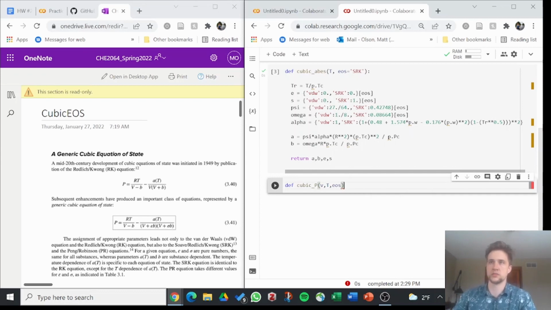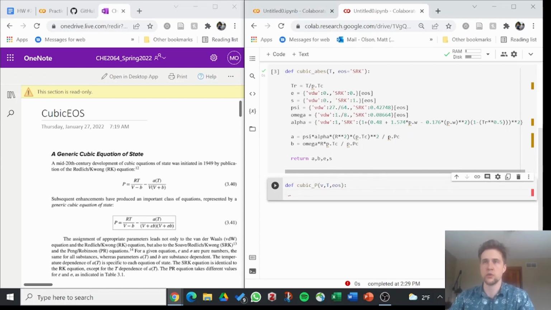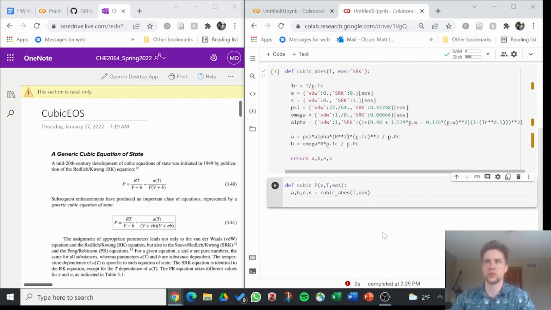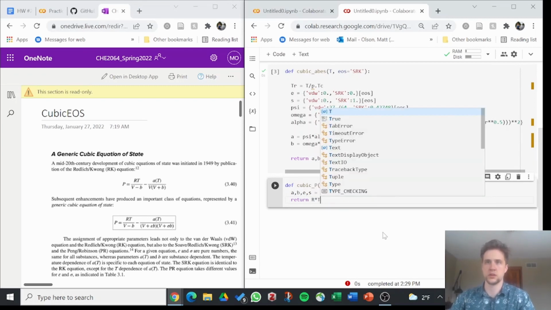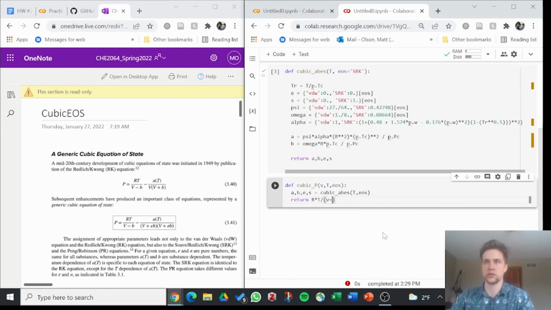Now we're defining this. Okay, we need to unpack the parameters that we've previously defined, which would be everything we just did above. Okay, and let's go ahead and, now all we have to do is actually just return our equation here. So R times temperature divided by volume minus our excluded volume.